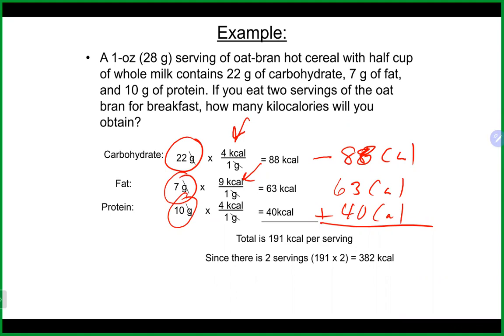And obviously, in this case, if we ate 2 servings, we would multiply it by 2. So we ate about 382 nutritional calories here in this serving of breakfast. And again, that is how they do calculate those values that you see on the nutritional labels by using those caloric values. Any questions on that there?